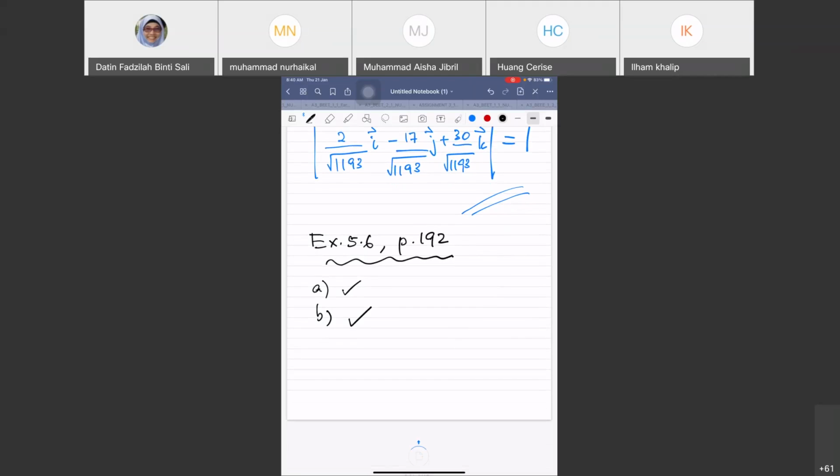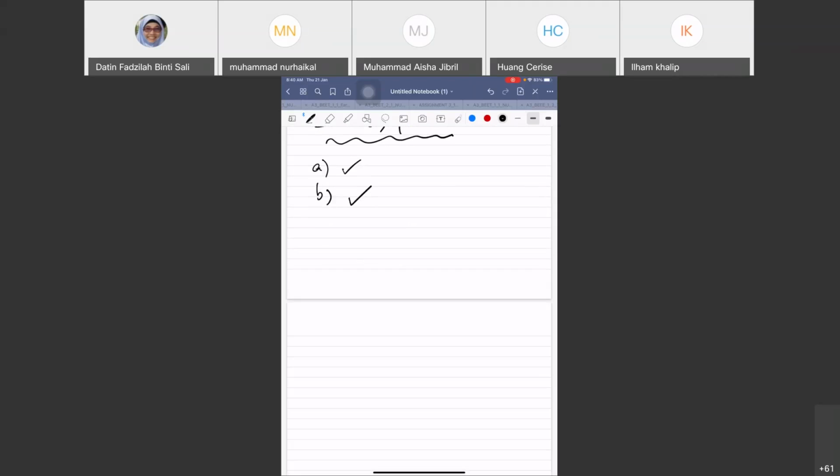Exercise 5.7 on page 196. This time you are asked to find the angle between the vectors and check whether vectors u and v are orthogonal. Maybe we can take a look at one. Let's say we look at C. Maybe can you all try C quickly?